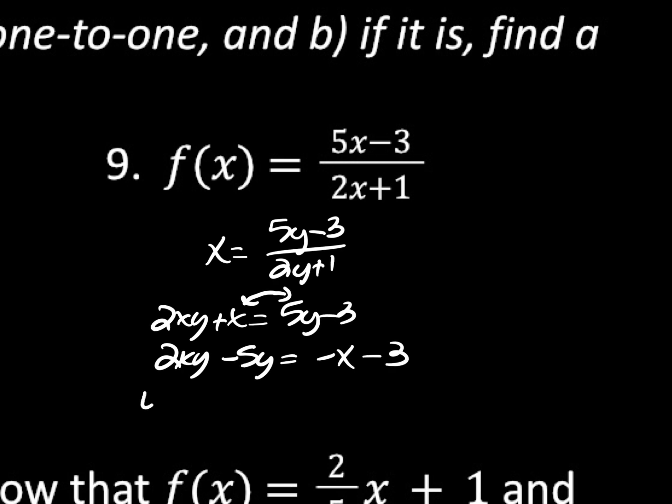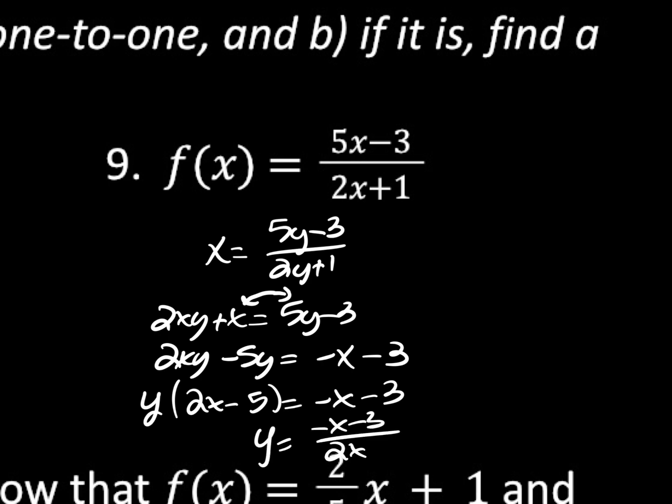Here's the trick. You factor out the y. When you factor out the y, it's going to make it very easy to find the inverse. Now I'm just going to divide both sides by the 2x minus 5. There it is. Now you probably want to take that y out and replace it with the f negative 1 of x.